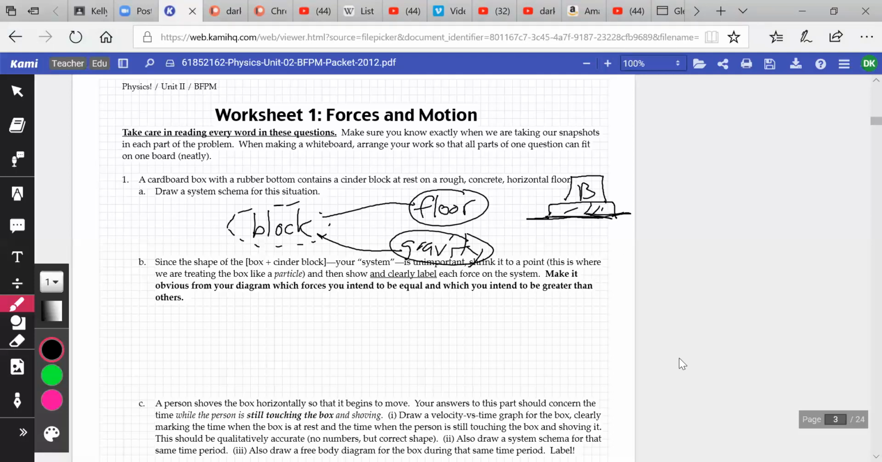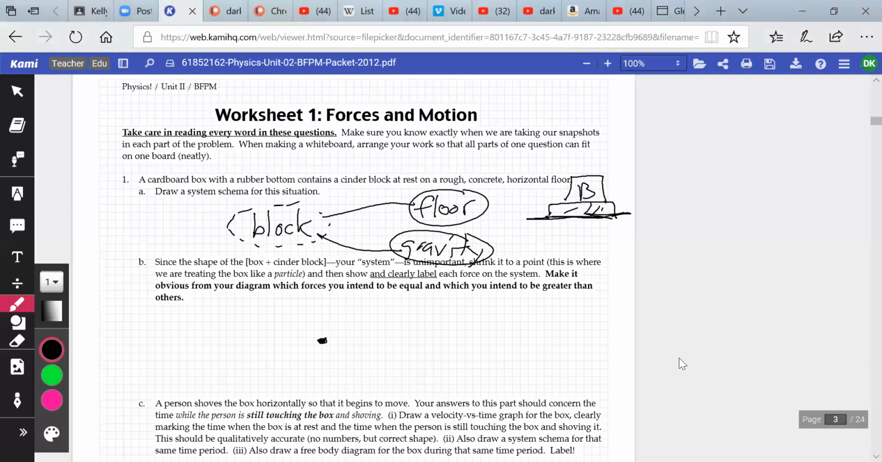So the box cinder block system here is going to be reduced to a particle, right? That's what we've been doing so far with our free body diagrams. So now we're just going to translate the schema into an actual free body diagram. So the box is here.